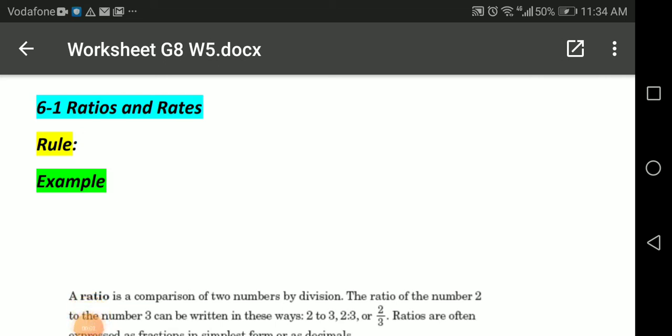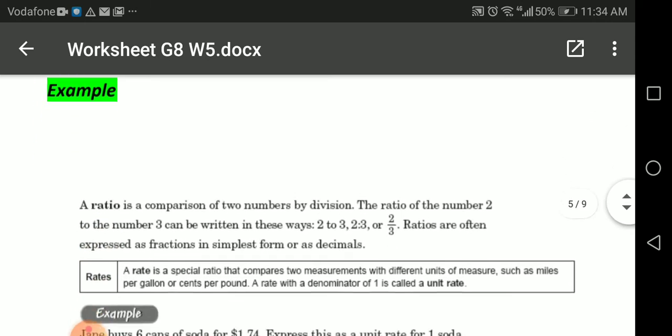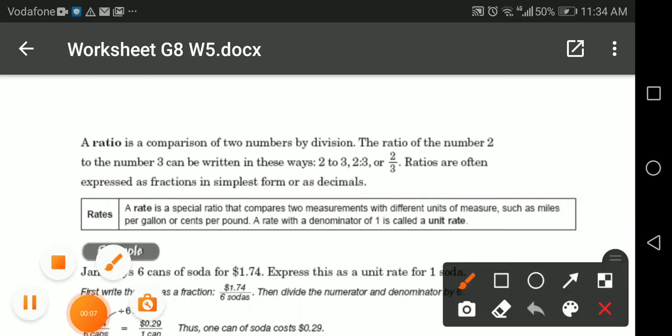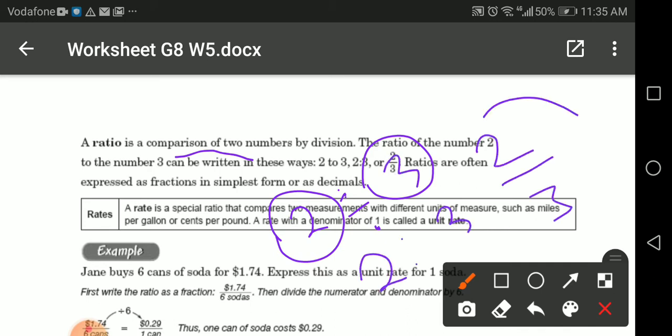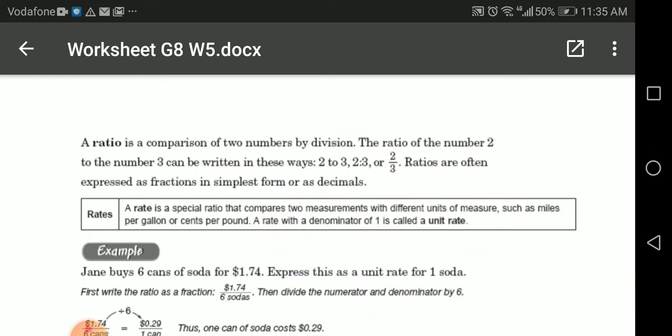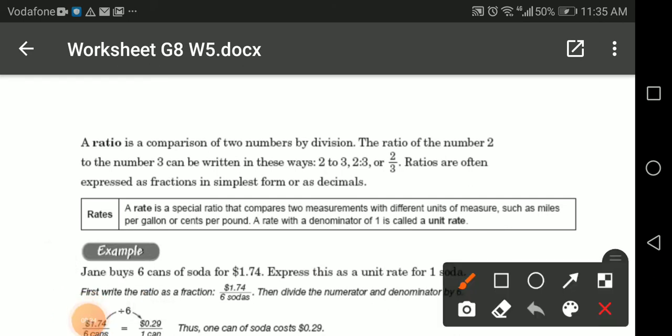I hope you're fine. Today we're going to talk about ratios and rates. So we have here the ratio. Remember, if we say a ratio, it's a comparison between two numbers by division. We can say 2 to 3, or 2 divided by 3, or 2 over 3. So we have three kinds to write it. Remember that ratios must be expressed by fractions in the simplest form, or as decimals.